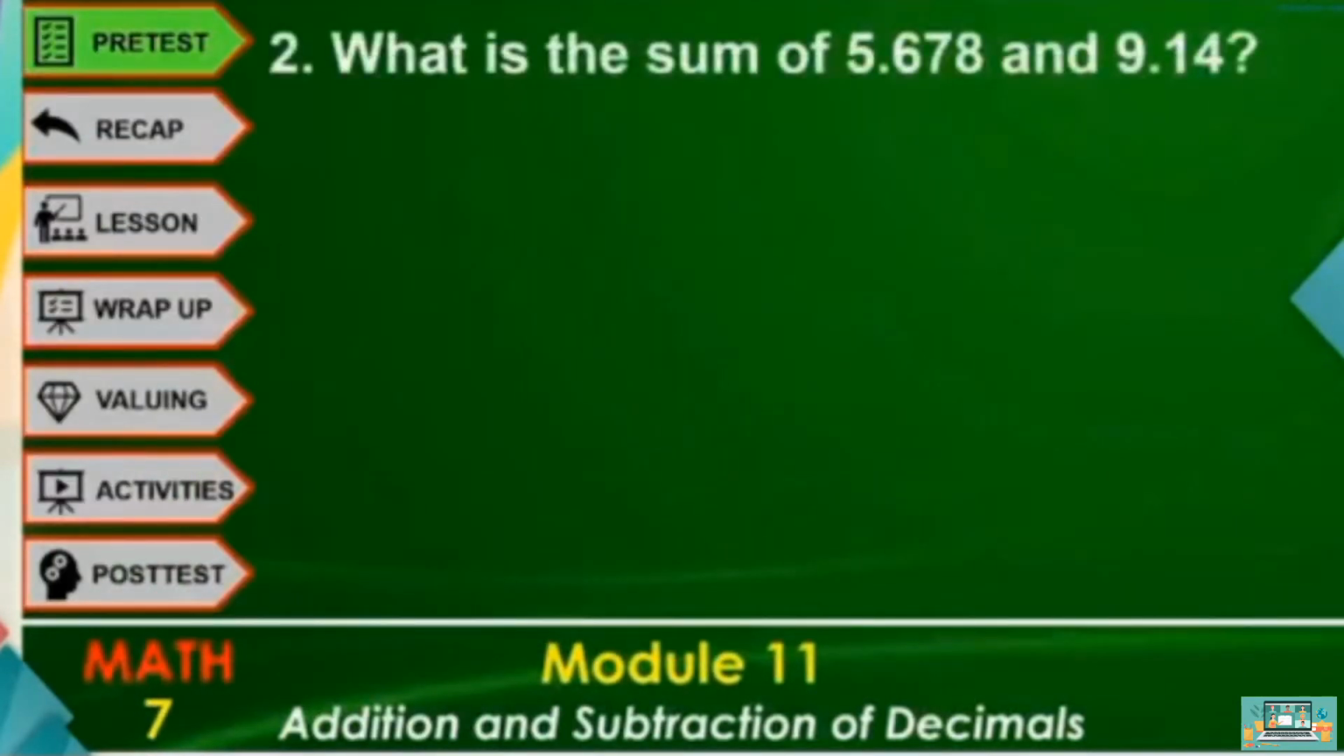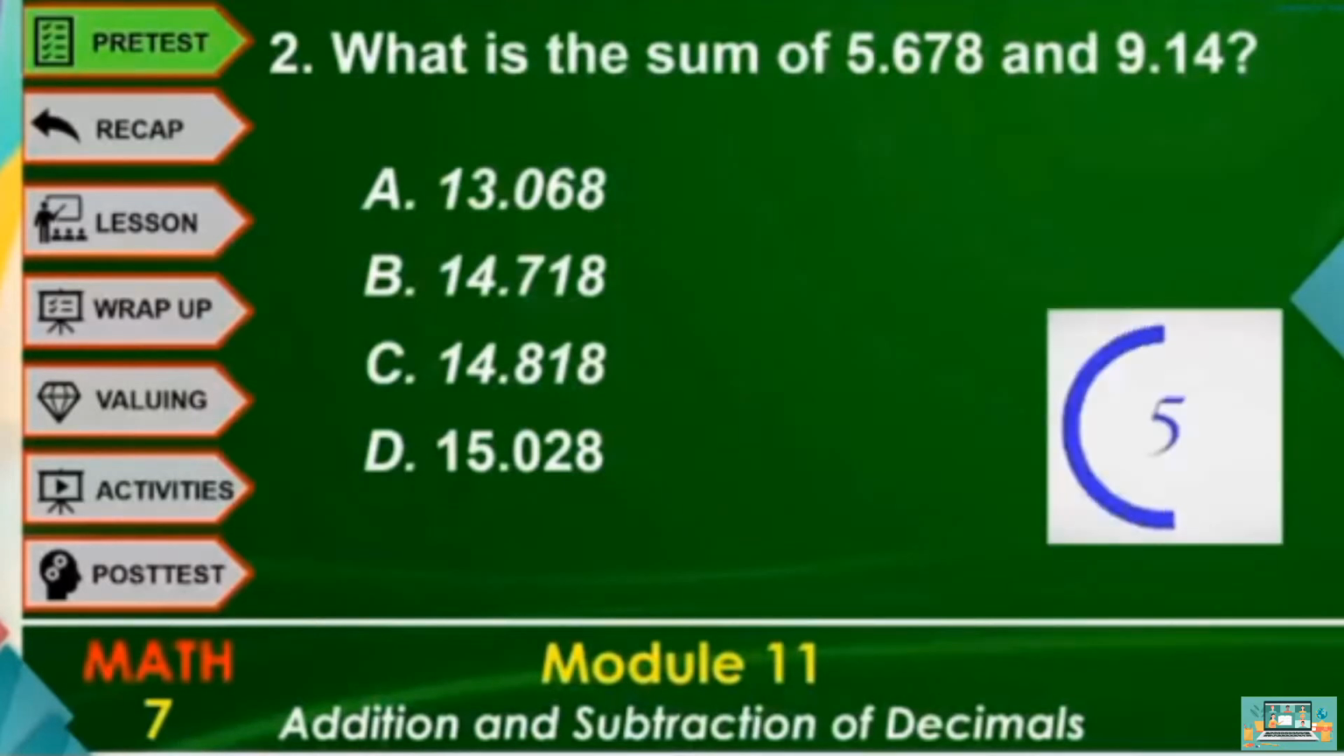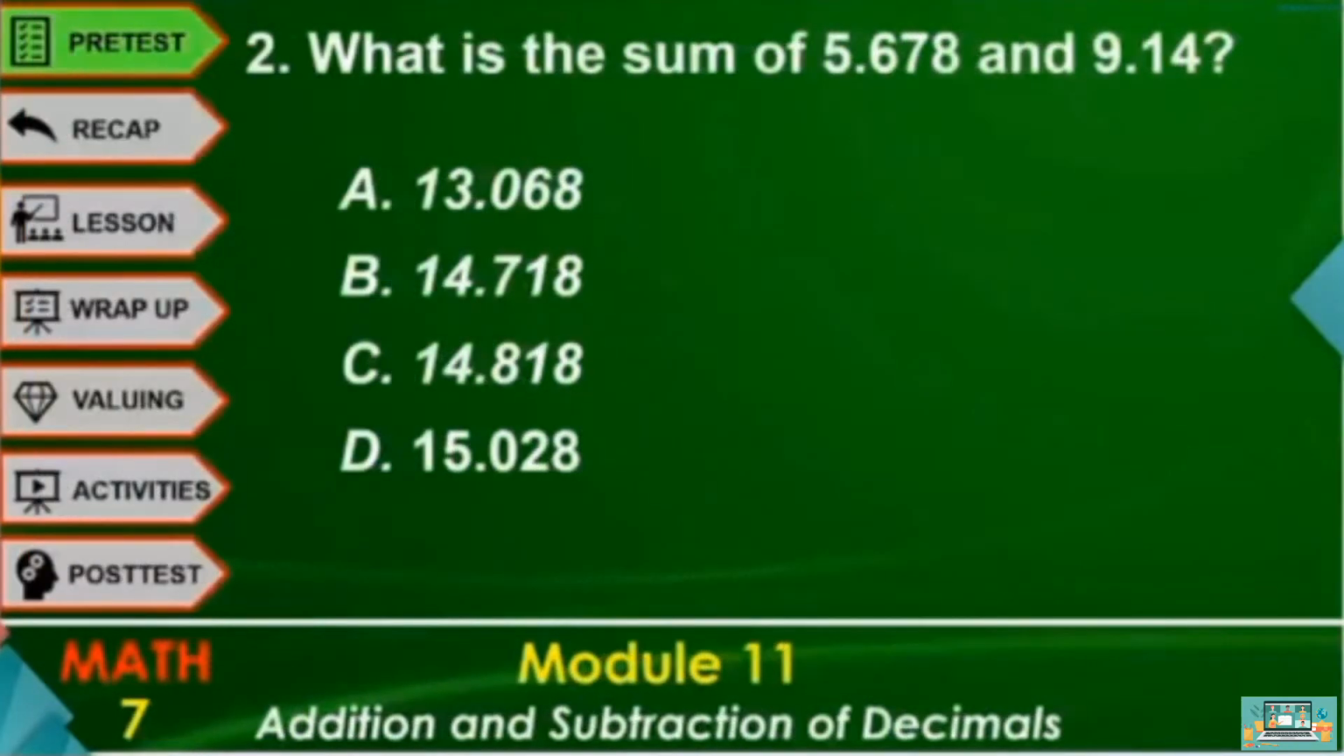Number 2. What is the sum of 5 and 6 and 78 thousandths and 9 and 14 hundredths? A. 13 and 68 thousandths. B. 14 and 718 thousandths. C. 14 and 818 thousandths. Or D. 15 and 28 thousandths. The correct answer is C. 14 and 818 thousandths.